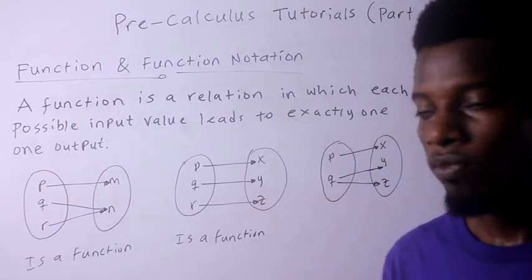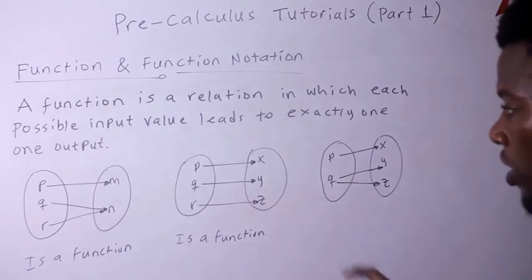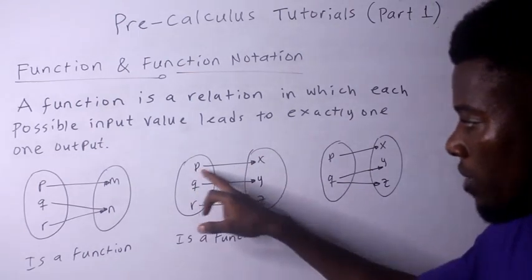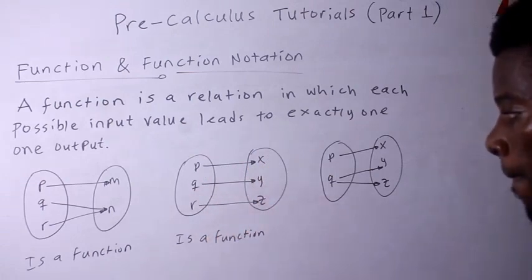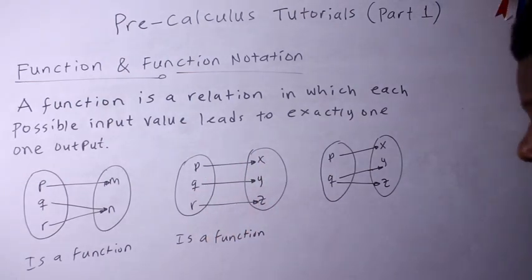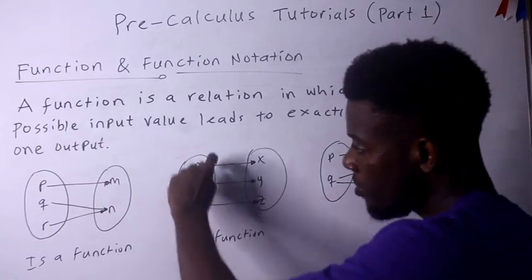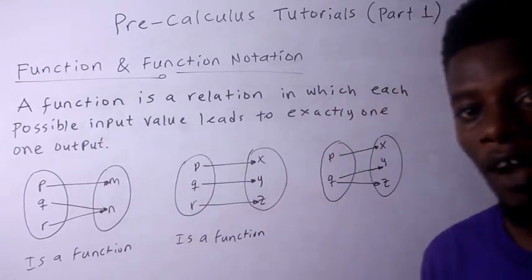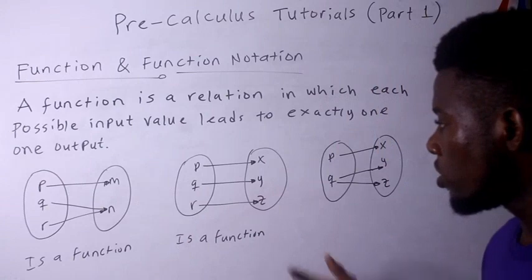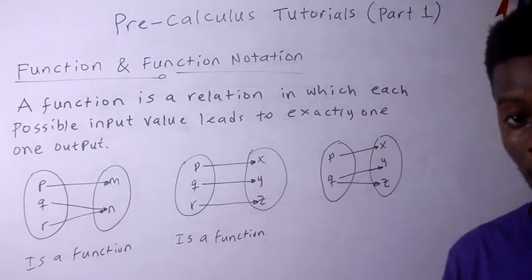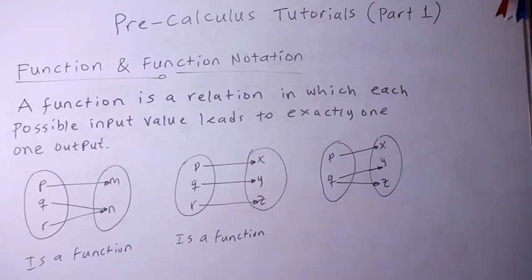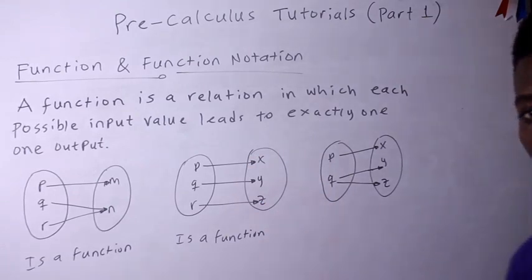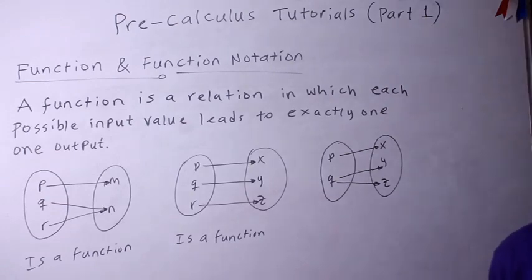That's the definition. So for the second diagram, we say P maps to X, Q maps to Y, and R maps to Z. And we say this is a function because each element from the input value has only one element from the output value. Remember that. And then I did not write this because I want us to figure it out ourselves. Is this a function or is it not a function?